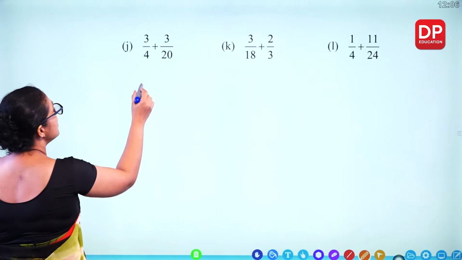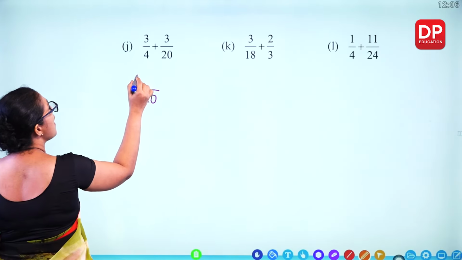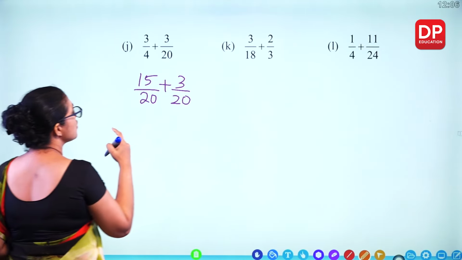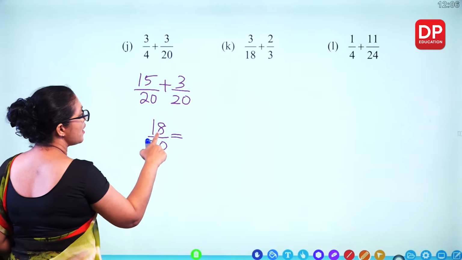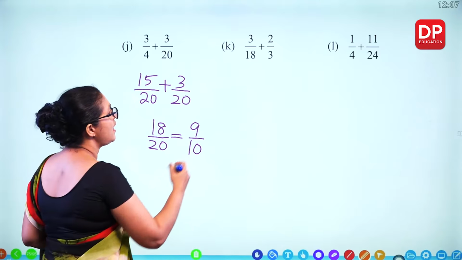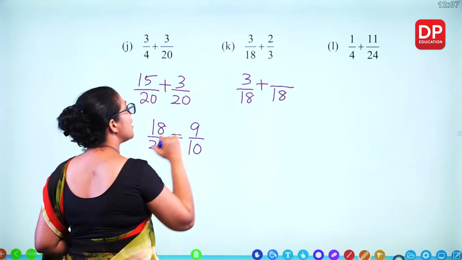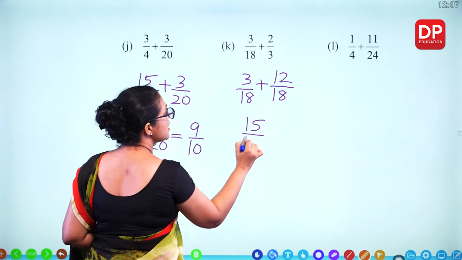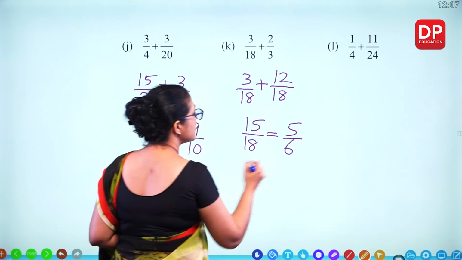4 and 20. The common one is 20. Convert to 20, that means multiply by 5. 5 times 3, 15. So we are always finding the equivalent fraction. 15 plus 3, 18. You can simplify and write divide by 2, 9 over 10. 18 and 3, 18 is the common one. Convert this to 18, multiply by 6. 6 times 2, 12. 12 plus 3, 15 over 18. Divide by 3. 5 and 6.